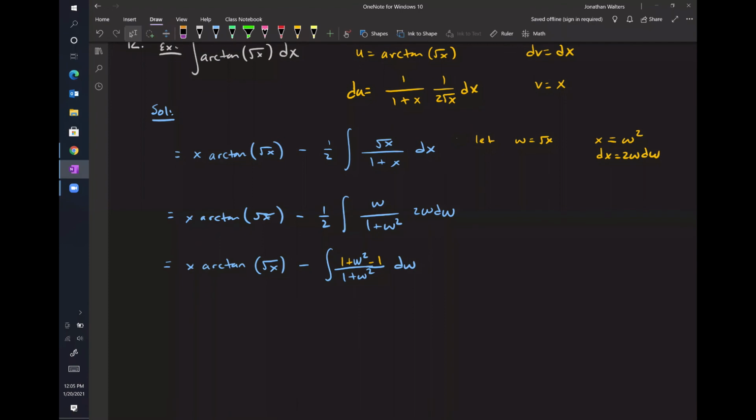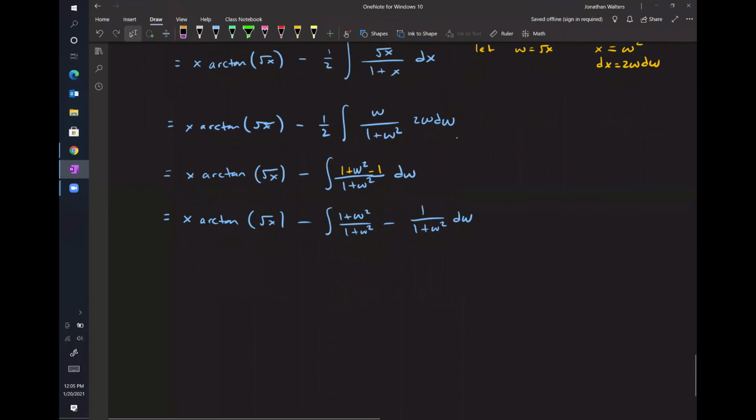Normally, I would do a long division right here. But if I just add and subtract 1 in the numerator, it allows me to skip a step there. So this is going to be x arctan of square root x minus the integral of (1 plus w squared) over (1 plus w squared) minus 1 over (1 plus w squared) dw. So I just broke that numerator up. Now I have 1 plus w squared over 1 plus w squared. What's that? It's just 1, right? So this is going to be x arctan square root of x minus the integral of 1 minus 1 over 1 plus w squared dw.